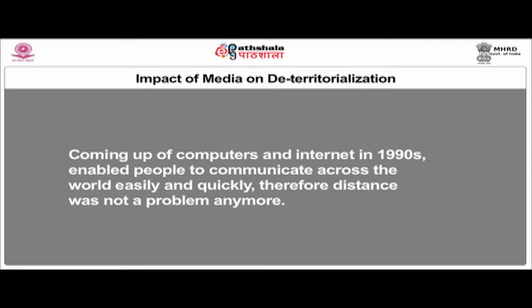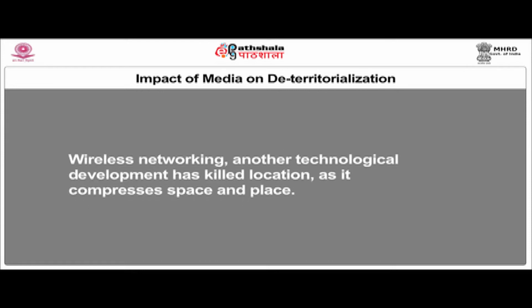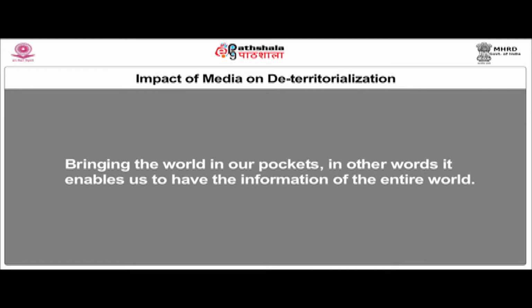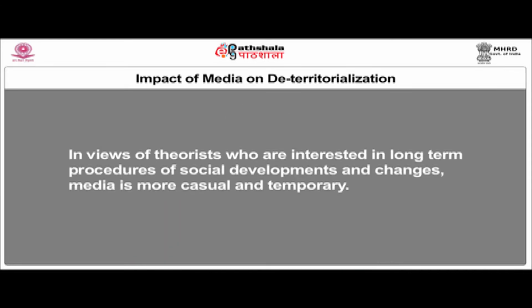Coming up of computers and internet in the 1990s enabled people to communicate across the world easily and quickly. Therefore, distance was not a problem anymore. Wireless networking, another technological development, has killed location as it compresses space and place, bringing the world in our pockets. In other words, it enables us to have the information of the entire world. Death of distance has caused some spontaneous changes. In views of theorists who are interested in long-term procedures of social developments and changes, media is more casual and temporary.